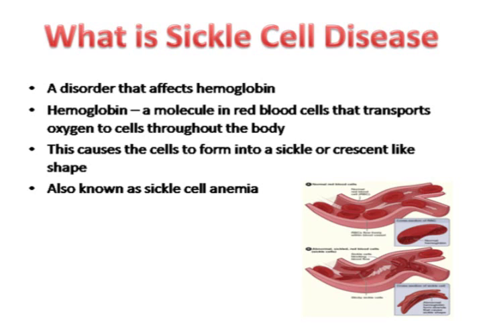Well, it's a disorder that affects hemoglobin. Hemoglobin is a molecule in red blood cells that transports oxygen to cells throughout the body. This causes cells to form into a crescent-like shape. Another common name for sickle cell disease is also sickle cell anemia.